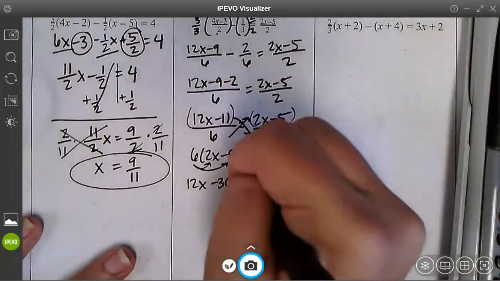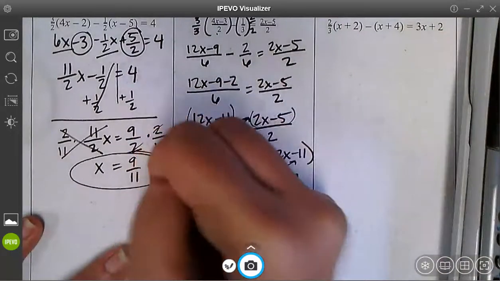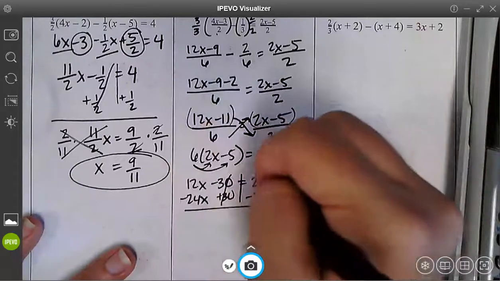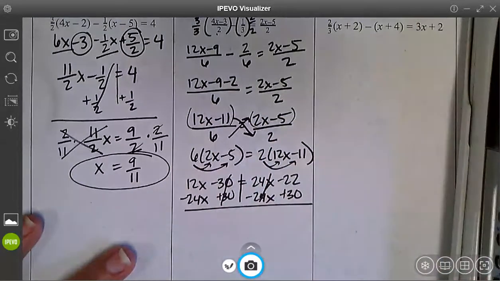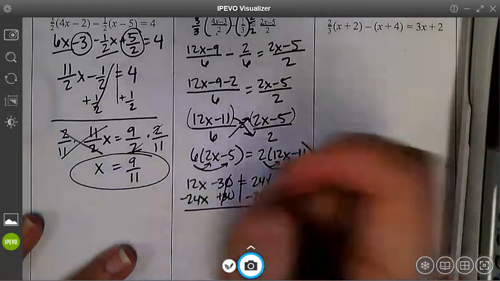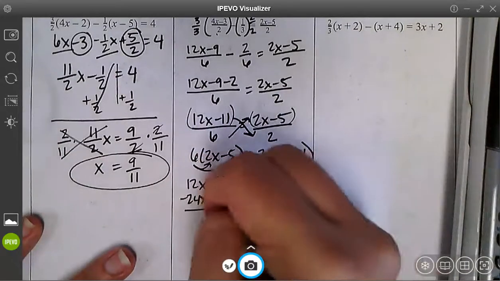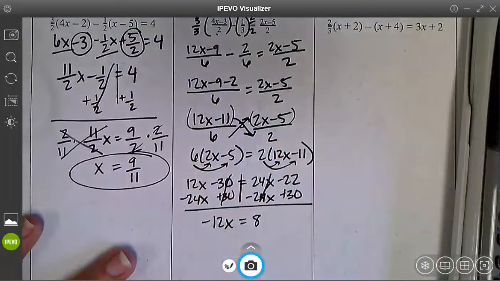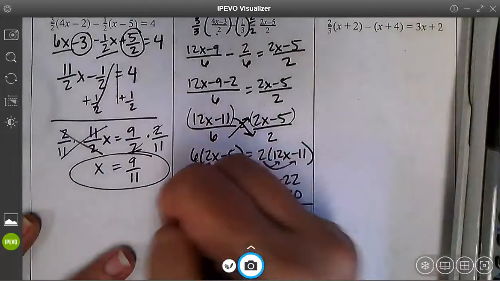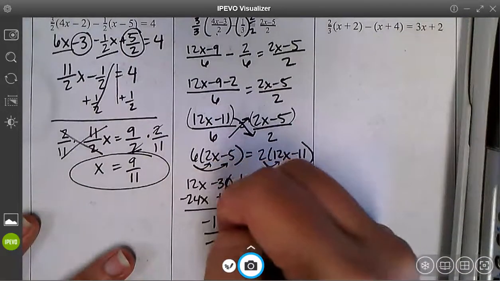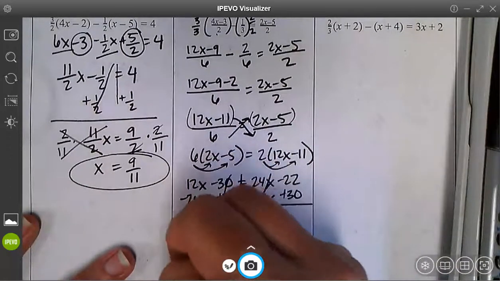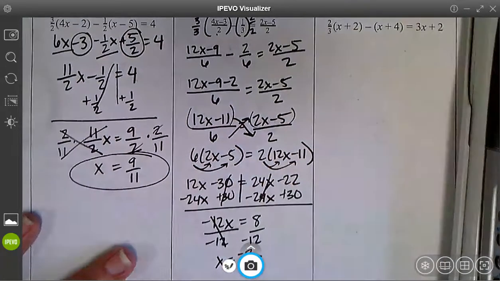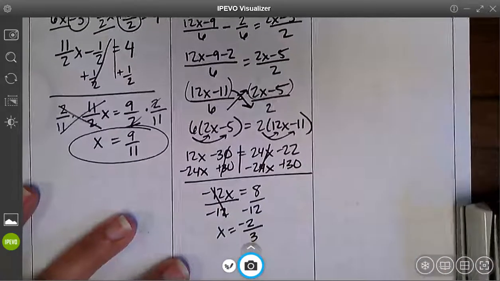Get your x's together. Subtract 24x from both sides. And get your constants together. Add 30 to both sides. You get negative 12x equals 8. Divide both sides by negative 12. And you get negative 2/3 when you simplify that fraction.